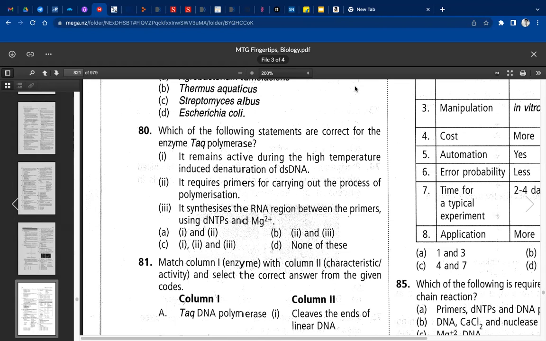Option 1, it remains active during the high temperature induced denaturation of dsDNA. Number 2, it requires primers for carrying out the process of polymerization. Option 3, it synthesizes the RNA region between the primers using dNTPs and Mg2+.